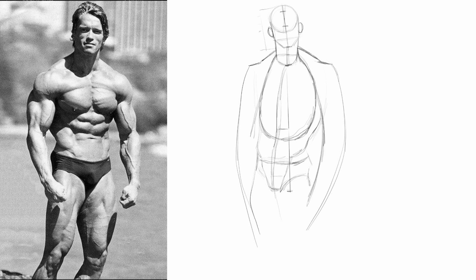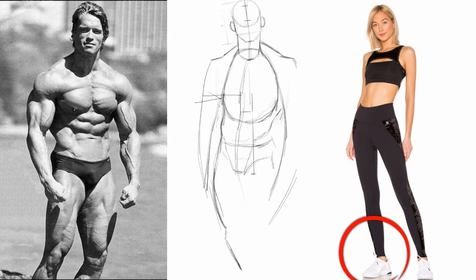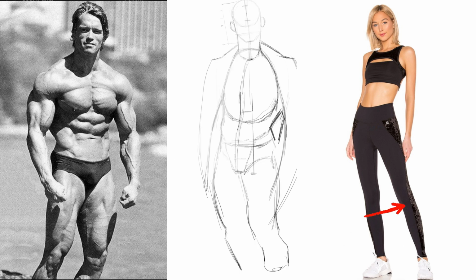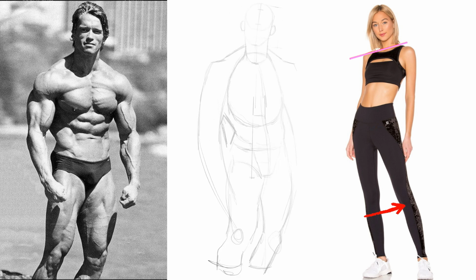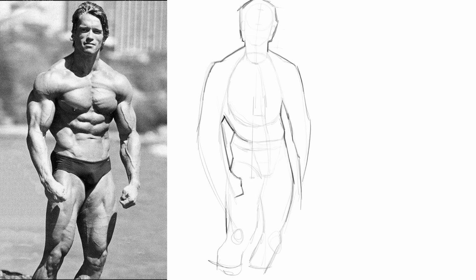If it's in a contrapposto pose, you would see the weight on one leg mostly as compared to the other one, where that's just relaxed. The shoulders may be tilted, little things like that. If you can capture those little things right there, actually I would argue those are the major things. If you can capture those major things in the beginning of the drawing, it sets you up for the entire study.